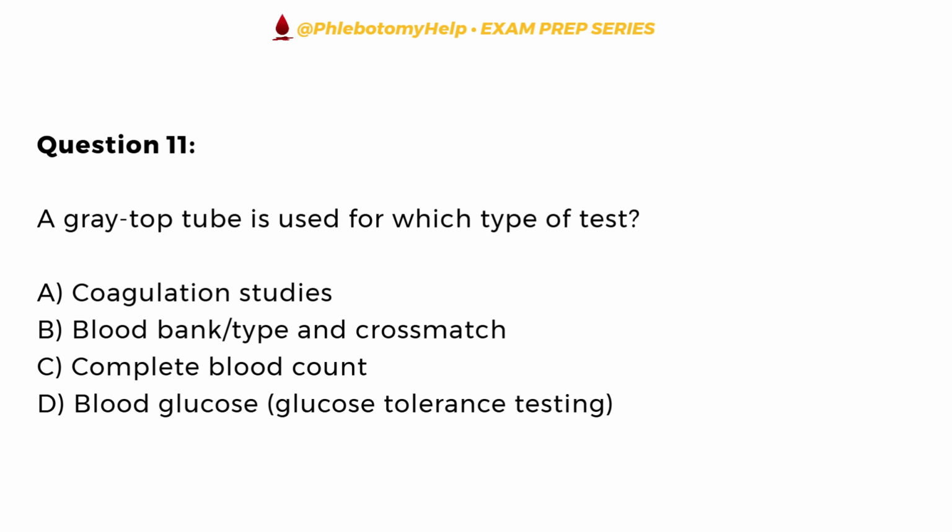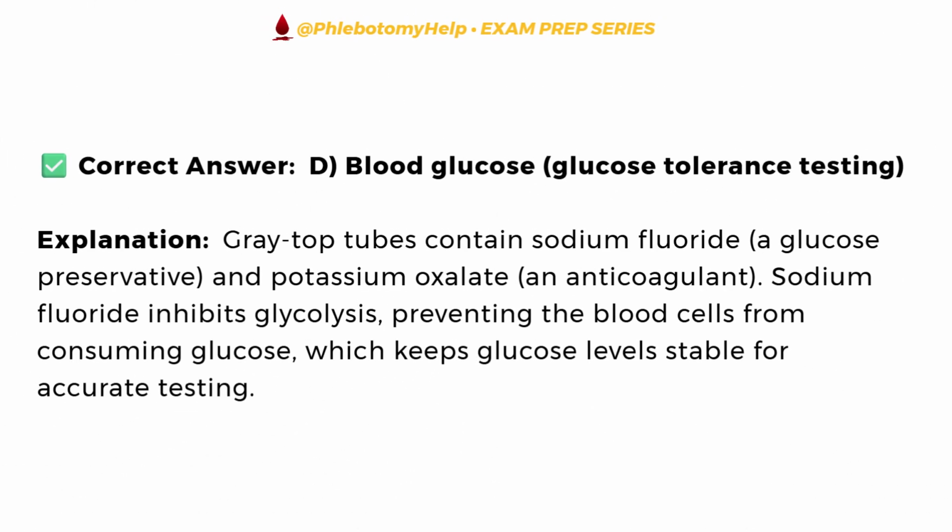Question 11. A gray top tube is used for which type of test? Is the correct answer A, B, C, or D? The correct answer is D, blood glucose.